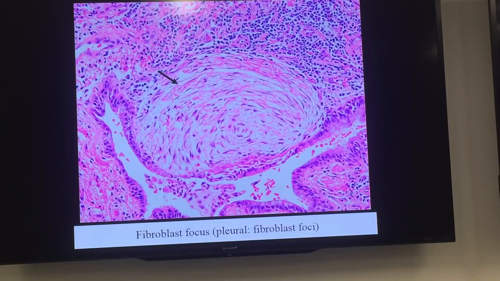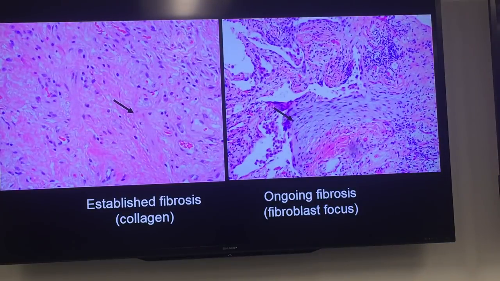Is that clear to everybody? Any questions about fibroblast foci or the patchwork pattern? And there's a difference, of course, between established collagen, which looks like the thing on the left, and ongoing fibrosis like you get in fibroblast foci. That should be clear to everybody. In the old days, this used to be called temporal and spatial heterogeneity.